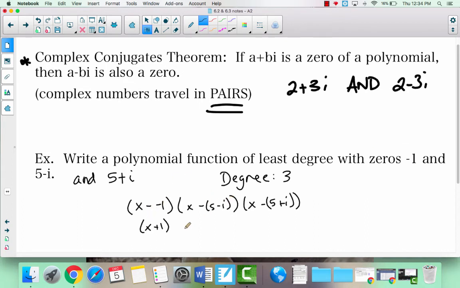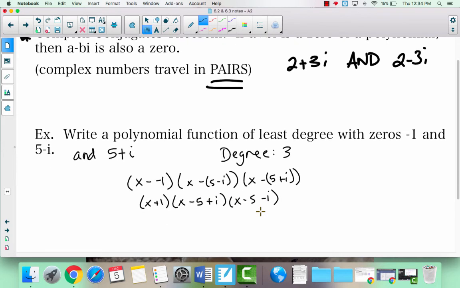I'm going to distribute the negative here and get x minus 5 plus i. Same thing on this one, x minus 5 minus i. Then to actually get your answer, you just have to FOIL. I would always suggest FOILing the ones with the imaginary numbers or square roots first, because that way things reduce and cancel, and then you deal with the other numbers.